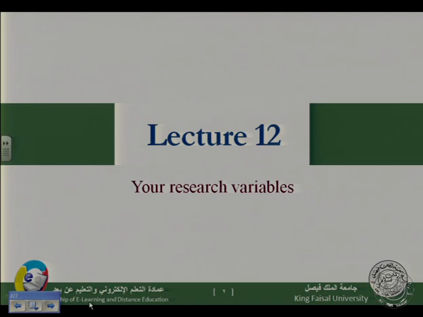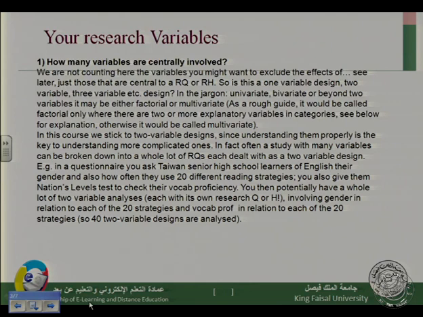So let's start. Lecture 12, our research variables. How many variables are centrally involved? As I said, you need to decide your central variables, your main variables. They are called central variables because they are your focus, the center of your research. No one can say, well, this is the only scope and the only center of my research. They would admit that these are the center of my research, but there are other variables surrounding it. They would admit this, believe me.